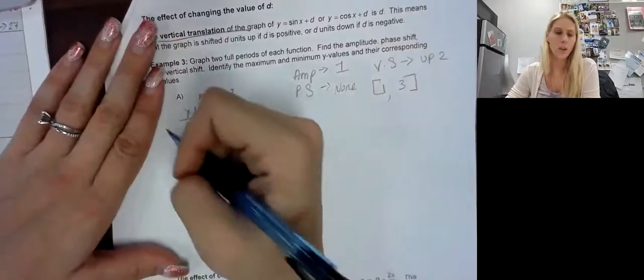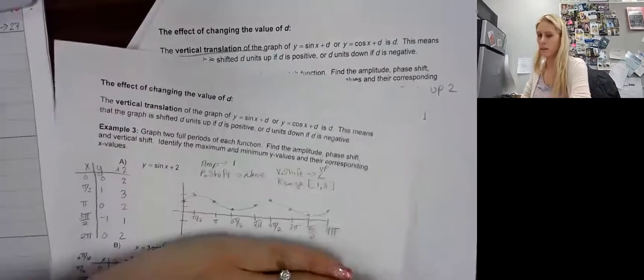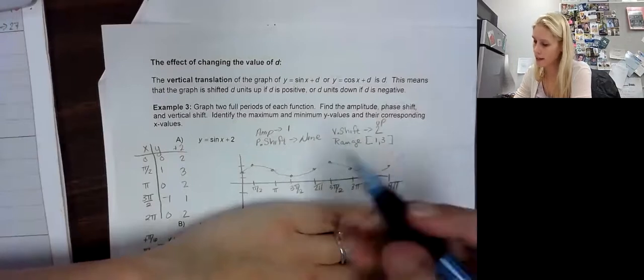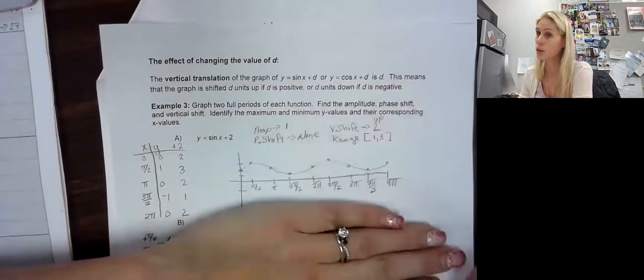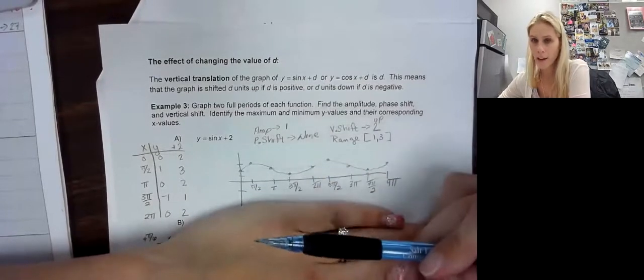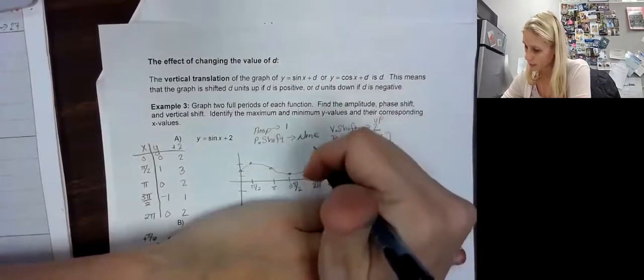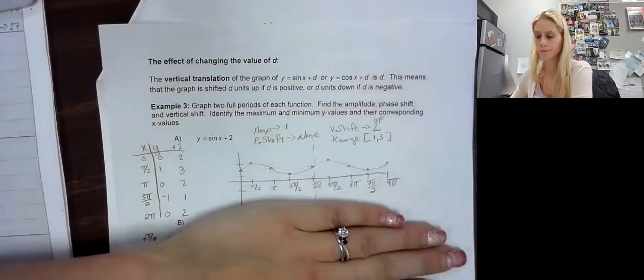And what's great is we don't have to worry about that phase shift. So now I'm able to graph. And as you can see, I started in the middle, which goes along with sine. And I moved the whole sine graph just up 2. My period is right here, and there is my second period.